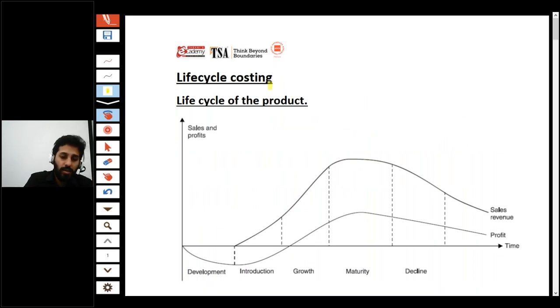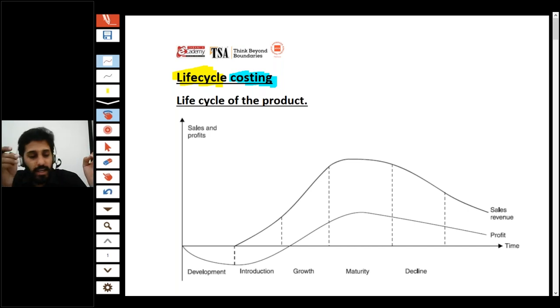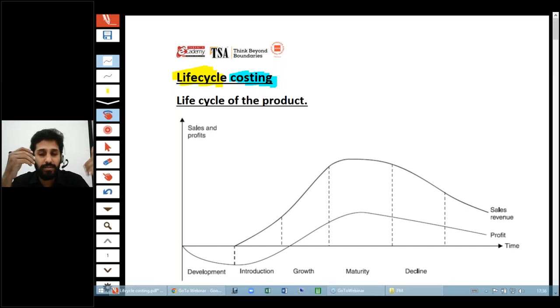What is this life cycle costing? First of all, life cycle is one thing, and costing is a different terminology. Life cycle is something else, and life cycle costing is something else, right? Now, we will be understanding this life cycle with real world examples, some practical examples.